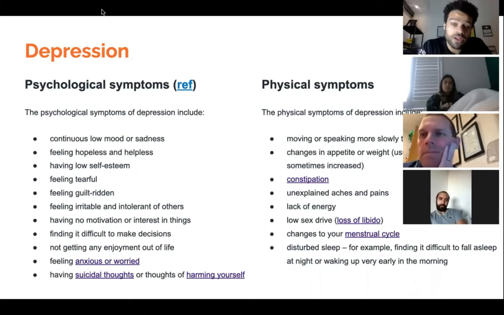Physical symptoms, moving or speaking more slowly than normal, as I discussed. Changes in appetite or weight, usually decrease but sometimes increase. Constipation, once again, that brings into the physical down-regulation of activity that's in depression. Unexplained aches or pains, lack of energy, low sex drive, changes to your menstrual cycle, disturbed sleep.